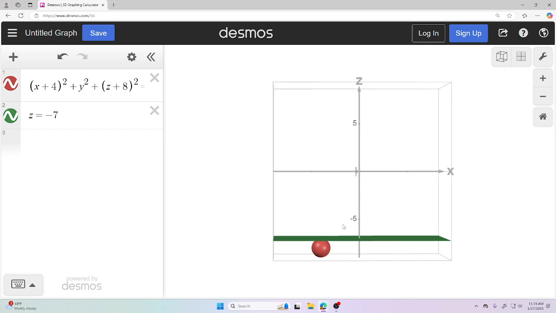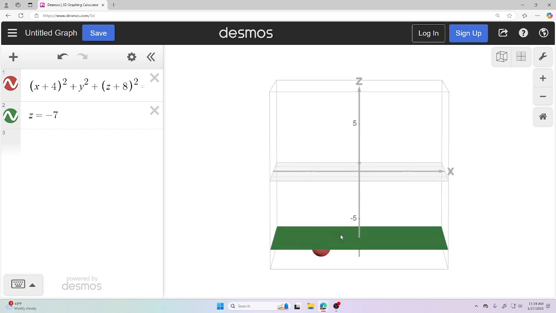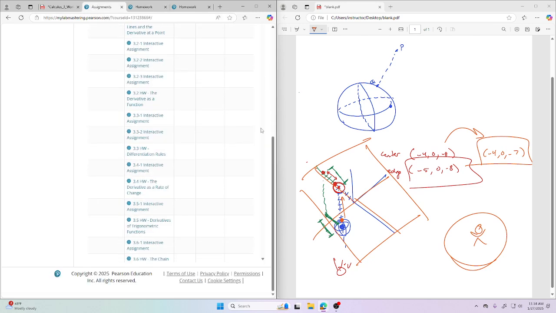Yeah, so see how it's touching? So that's my 7. Yep, that's true. Okay, I finally found it. Woo! Let's do it then. Question 12 on section 12.3. 12.3, let's do it.